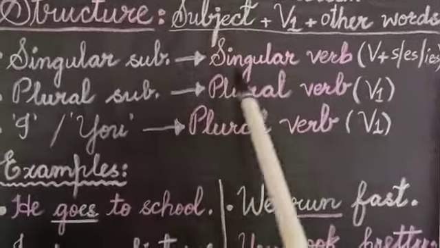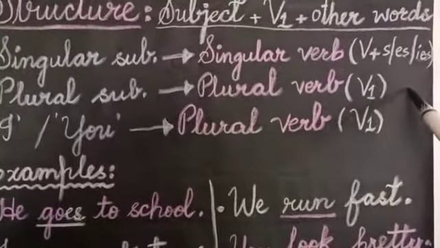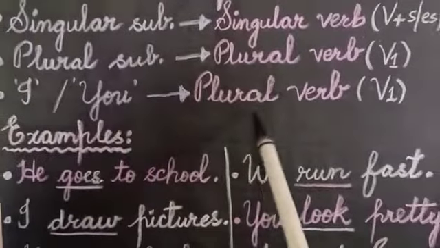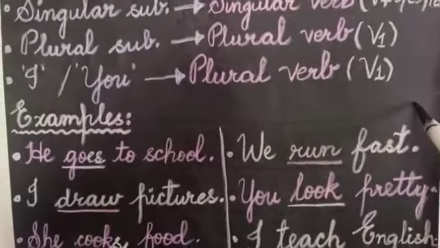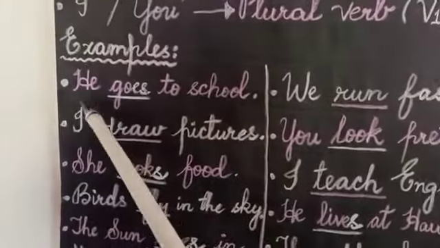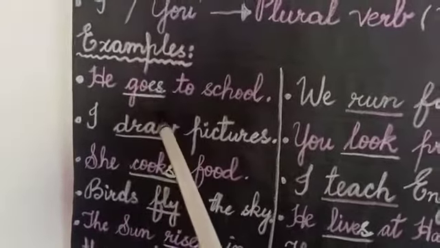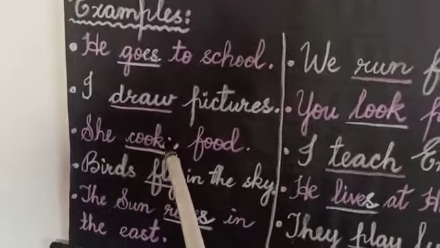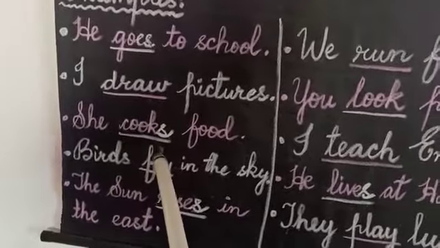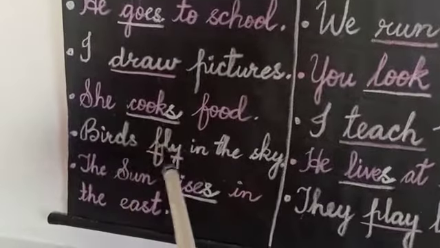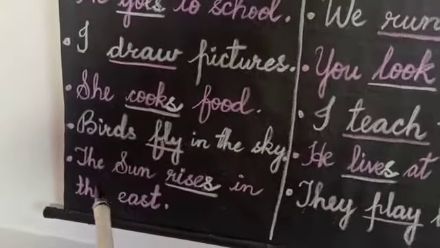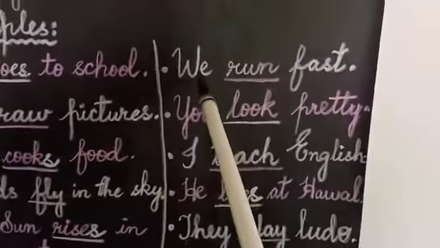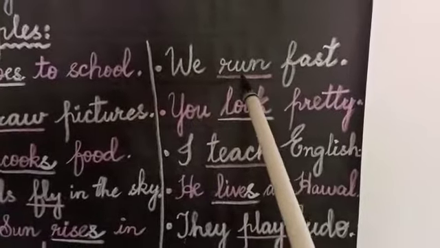Next is plural subject takes a plural verb. It is purely the first form of the verb. And if the subject is I or if it is you take the plural verb. That is the first form of the verb. Then I gave you certain examples like he goes, singular subject, singular verb. I draw. I is the subject, so plural verb. She cooks. She is singular subject, so we have added s to the verb. Birds fly. Plural subject, plural verb. The sun rises. Again, singular subject, singular verb. We run. Plural subject, plural verb.